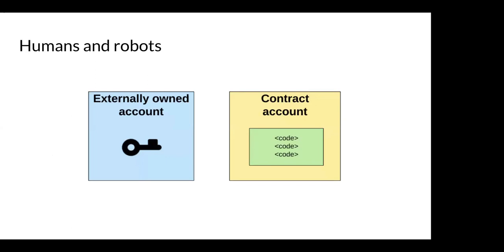There are two types of accounts. First is an externally owned account and second is a contract account. An externally owned account is basically a user account. So you as a user have custody of that account. You have the private key of that account. If you want to transfer something or make any transaction using that account, you have to sign using your private key and give the custody to transfer.